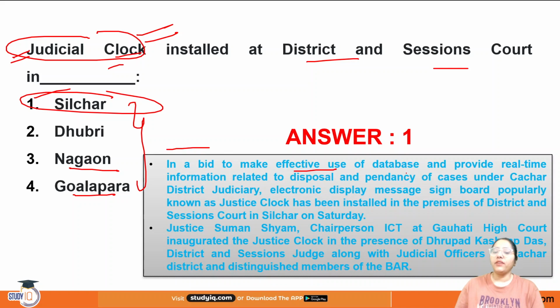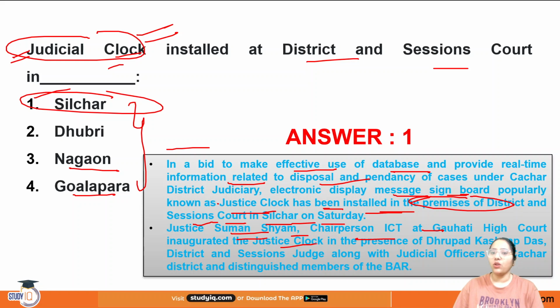In a bid to make effective use of the database and provide real-time information related to the disposal and pendency of the cases in the Cachar district judiciary, this electronic display message sign board, popularly known as Justice Clock, has been installed. It was installed in the premises of the district and session court in Silchar on Saturday. Justice Suman Shyam, the chairperson of ICT at Guwahati High Court, inaugurated the Justice Clock in the presence of Dhrupad Kashyap Das, the district and session judge. Apart from this, many judicial officers of the Cachar district and distinguished members of the bar were present during the inauguration of the Justice Clock.